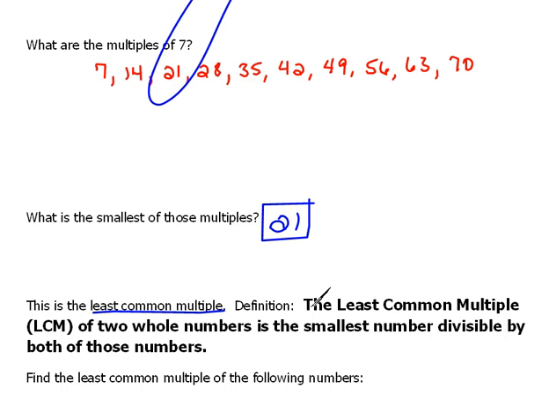So our definition says the least common multiple, or LCM, of two whole numbers is the smallest number divisible by both those numbers. And we're going to practice some in the next video.